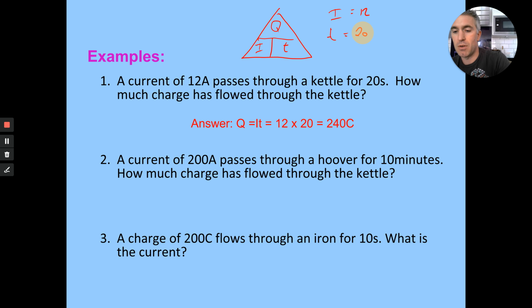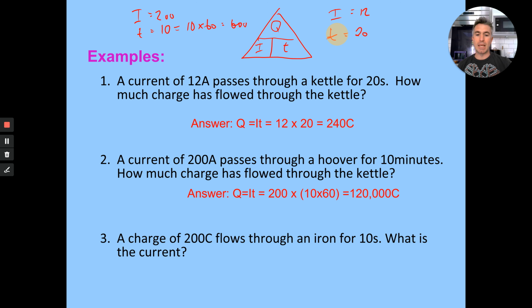We have a current of 200. I is 200. And time is 10. Right, careful. I'm not trying to catch you out. 10 is in minutes. And we need it in seconds. So actually it's 10 times 60. 600. And again, it's the same two, I and T. So let's multiply them together. Is 120,000 coulombs. And the last one, I'm not even going to break it down for you.